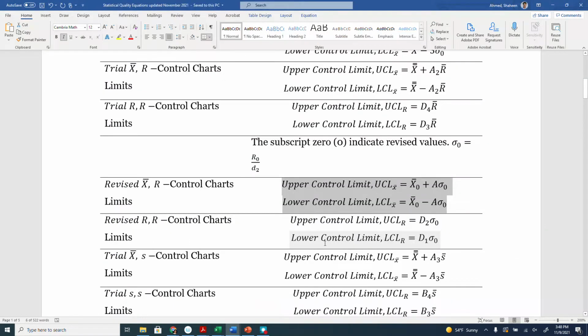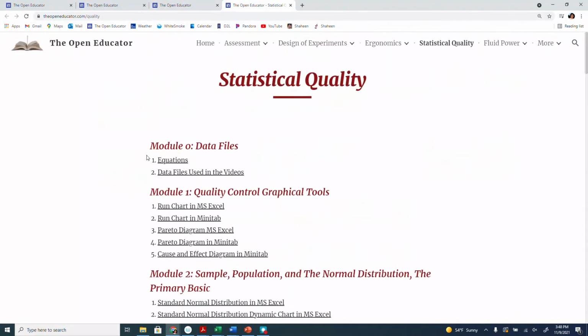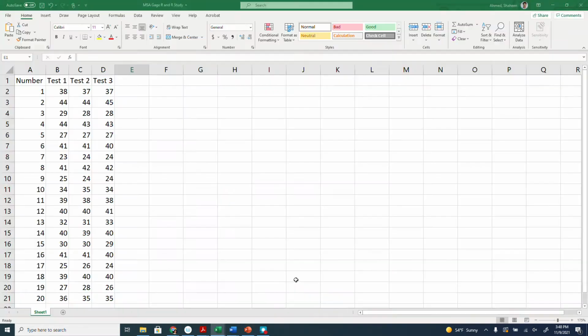First we need some equations, for example, this revised control chart equation. We'll assume that the data is already clean and nice. To find this equation, you can go to openeducator.com, and under statistical quality, the first link is the equation file. You can get all those equations from there.